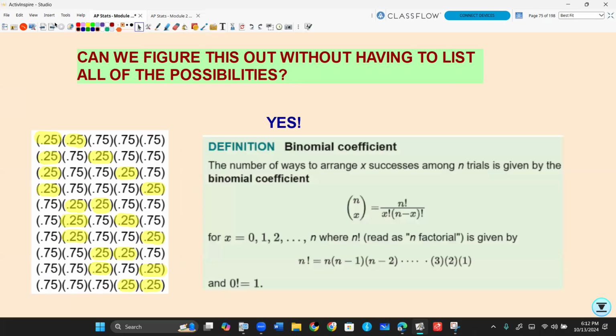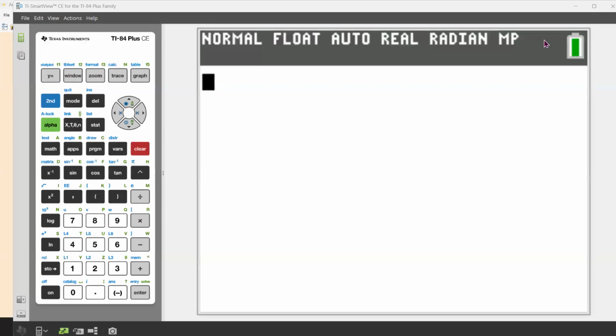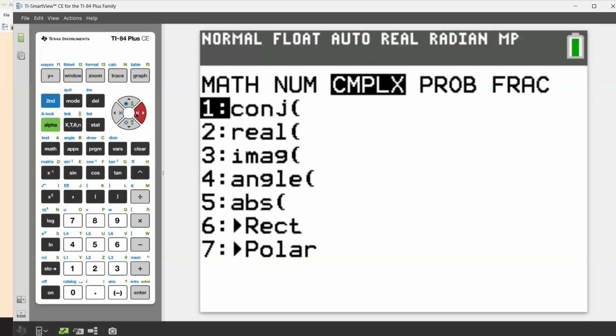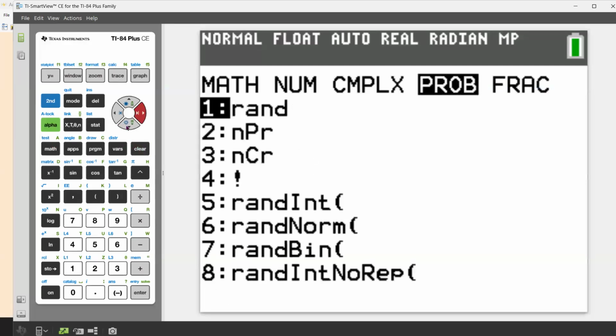It looks funky. It has a weird formula. It involves factorials. Let me break down what that looks like. So the binomial coefficient is basically a combination. If you've taken a math class that has used combinations, it's going to be this little nCr. I'm going to show you in your calculator how to get that. If I wanted to show how I can choose 2 things out of 5, I'm going to go to my math menu, go to prob, and do the third option, nCr.